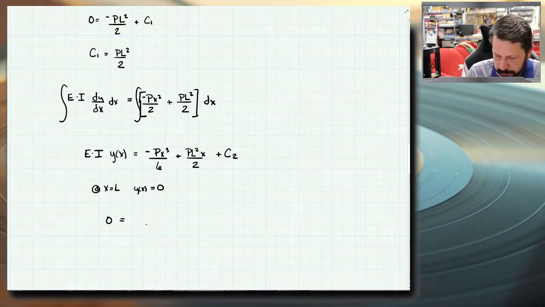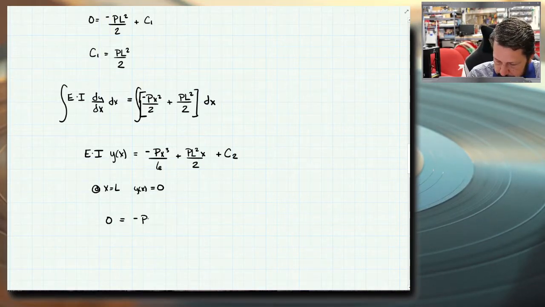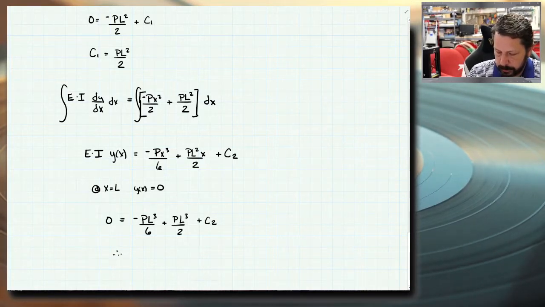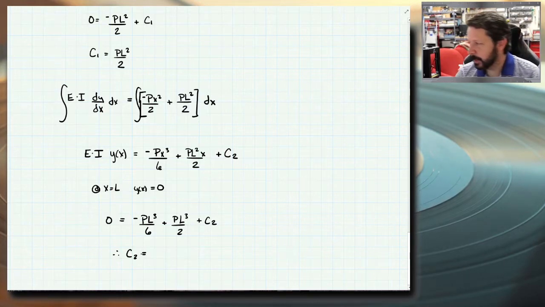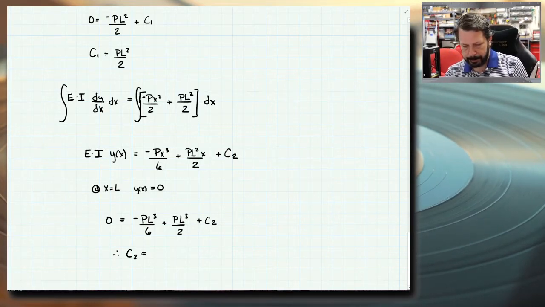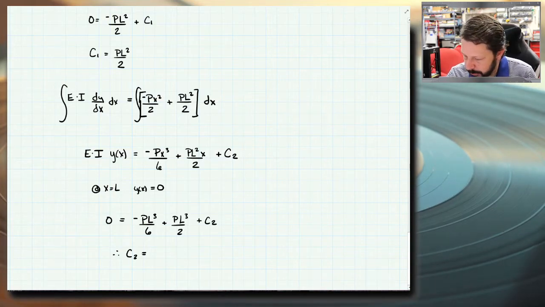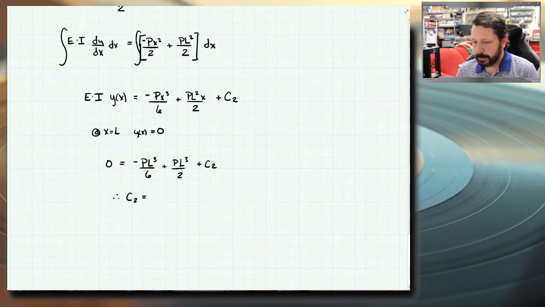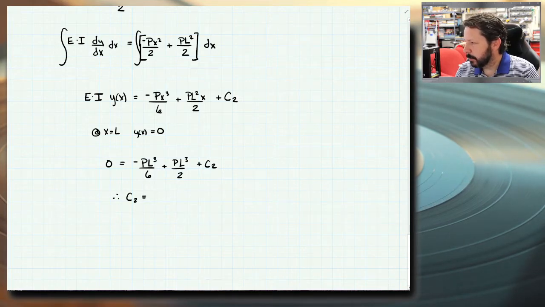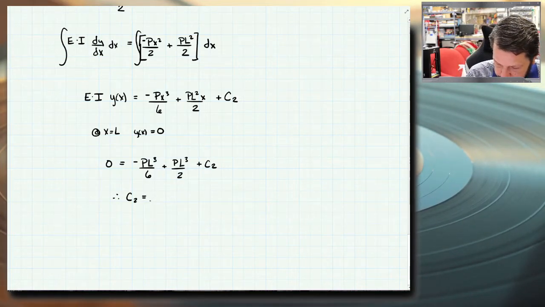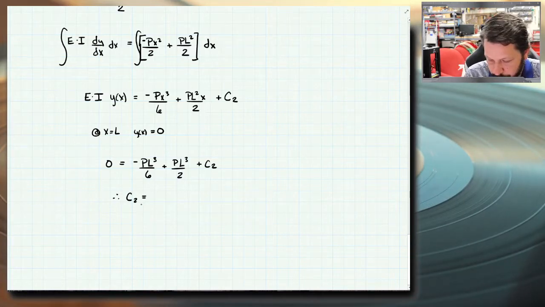Equals, and now I've got to put L's in for everywhere there's an x. So negative PL cubed over 6 plus P, that's L cubed also, over 2 plus C2. So therefore C2 equals, and I have to combine these things together, negative PL cubed over 6, and this would be 3PL cubed over 6 to make a common denominator. So that would give me negative PL cubed over 3 if I subtract them and simplify.